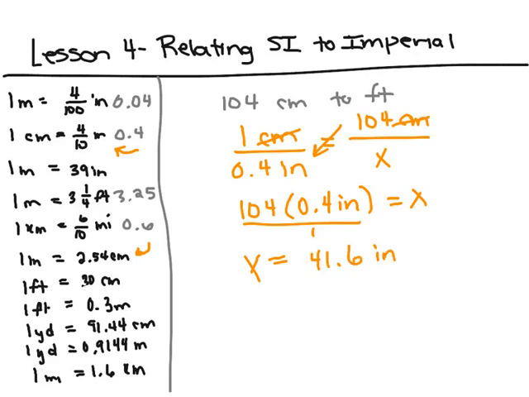So X will be equal to 41.6 inches. Now we want to convert between inches to feet. And we know that there are 12 inches in a foot, so we're going to divide our inches by 12. And 41.6 divided by 12 is 3.5, and our unit is feet. So sometimes you might have to do a couple conversions to get your answer.